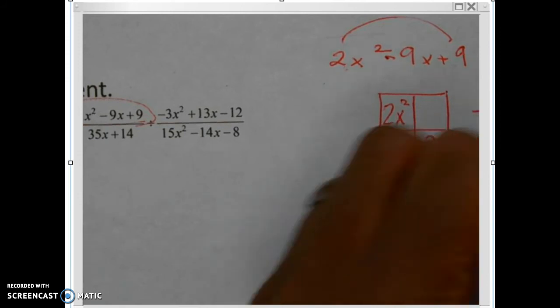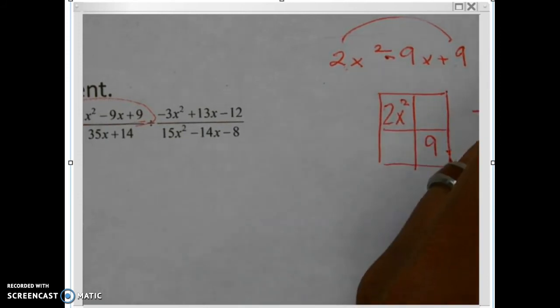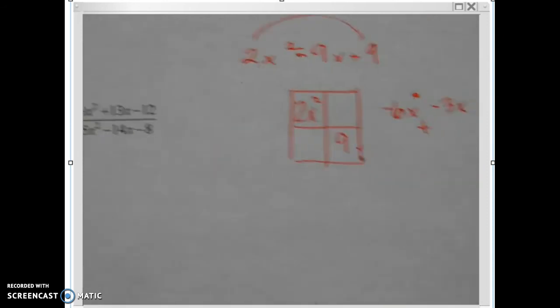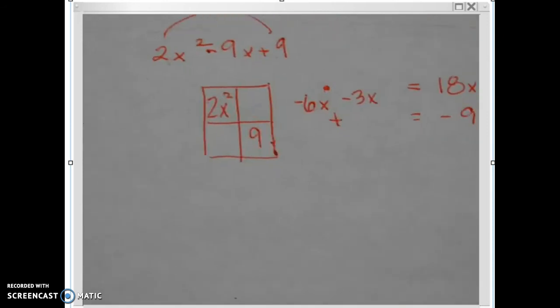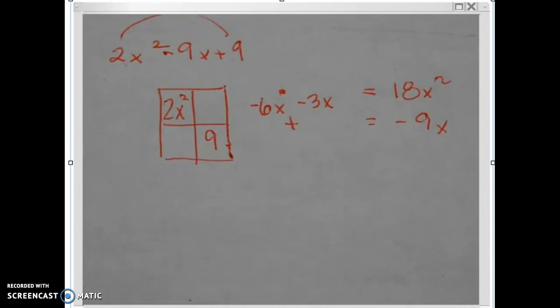Multiply negative 3 and negative 6, I get positive 18. And if I add them, I get negative 9x. But you can't see me. There we go. Sorry about that. My apologies. Multiply to give you 18x squared and add to give you negative 9x.